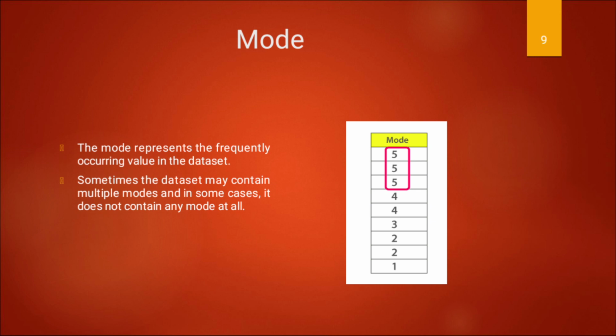In the given example, 5 occurs three times, 4 two times, 3 one time, 2 two times, and 1 one time. According to the definition, the maximum repetition of a value is called mode. So 5 is the mode of the given example. These are the basic central tendency values.